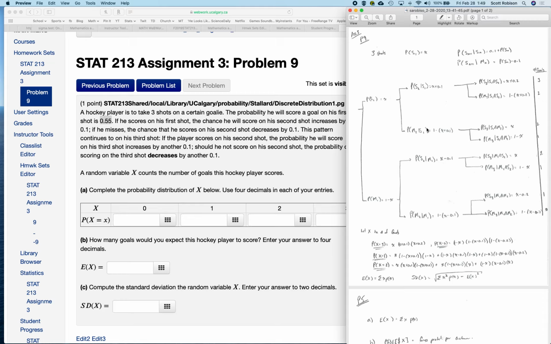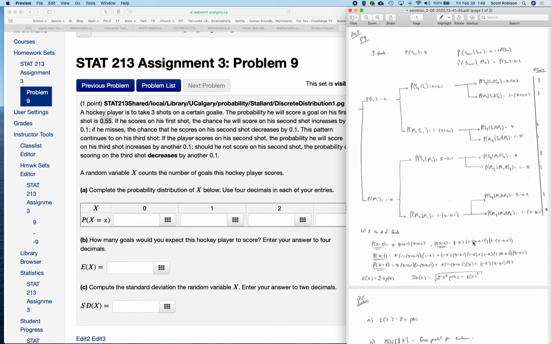After you get all these probabilities, sort of a long and drawn out process, then you need to multiply across the tree. So here, this times this times this will get me the probability of 3 goals. Okay, so that's the probability of 3 goals. The probability of 0 goals, this times this times this will get me the probability of 0 goals.